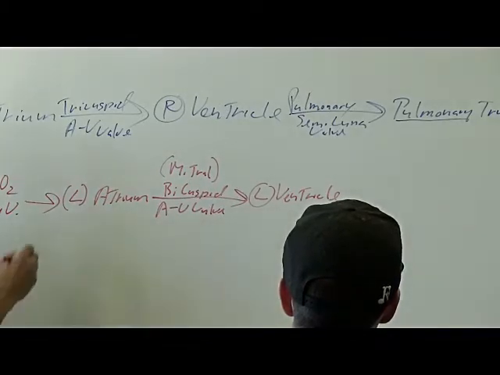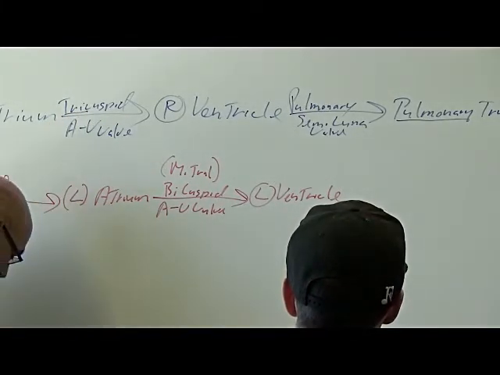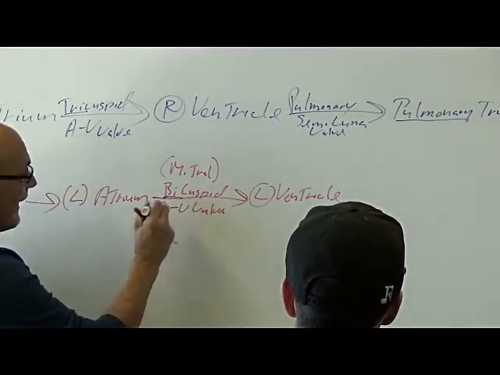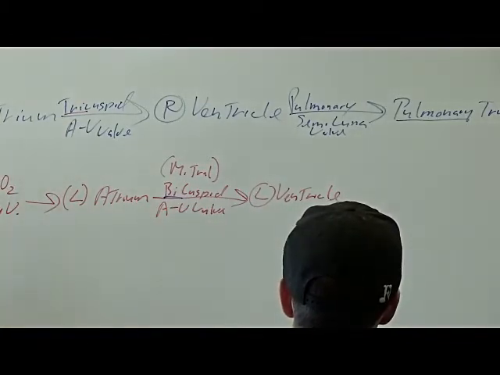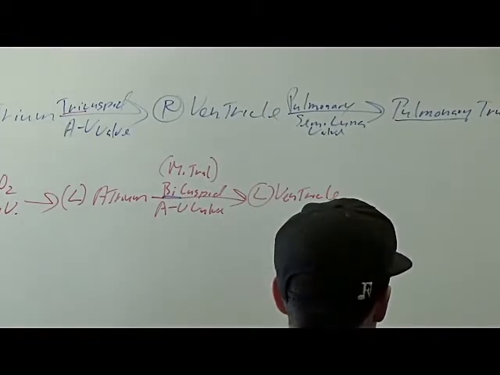Bicuspid. So how do you remember this? Well, you try before you buy, because the tri is on the right and the bi is on the left. So you try something before you buy it.